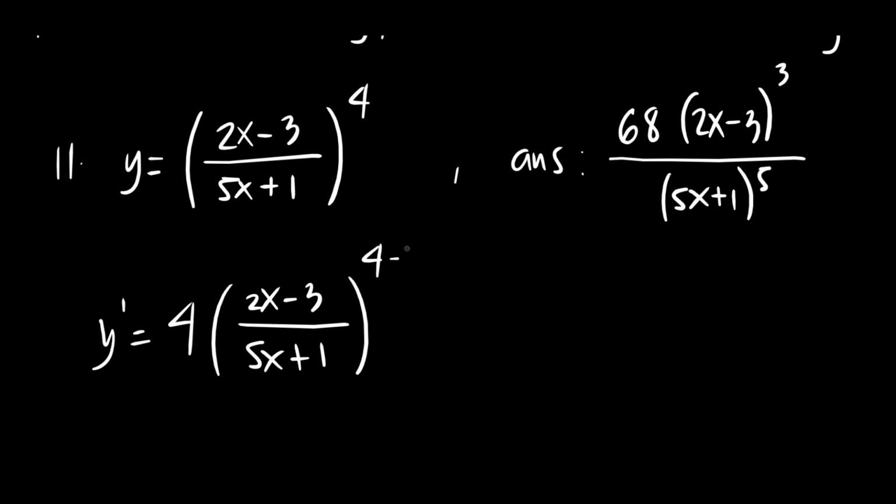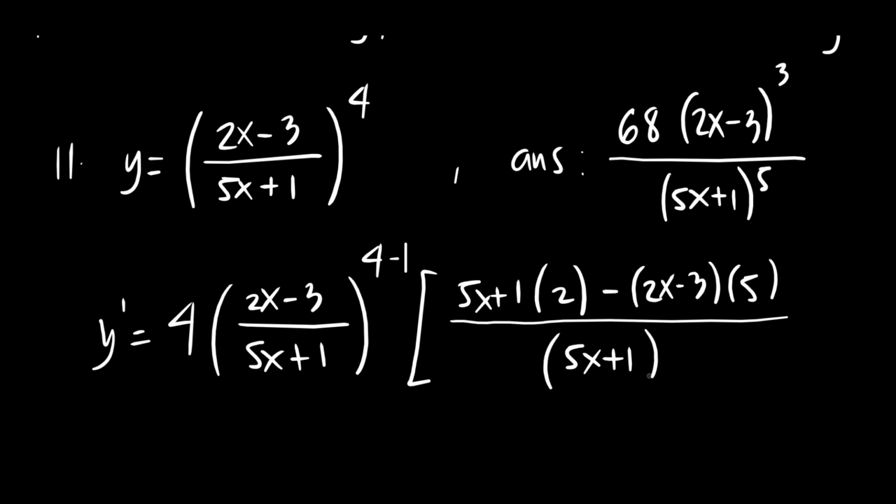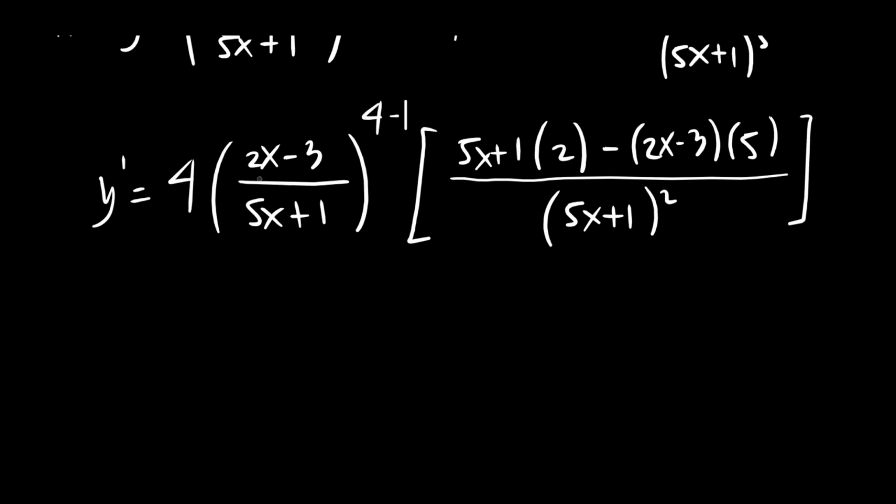Raised to 4 minus 1, right? So the derivative inside, we'll just copy first the denominator, 5x plus 1, multiplied by the derivative of 2x minus 3, which is just equal to 2, with respect to x. So minus, we just copy 2x minus 3, times the derivative of the denominator, which is just equal to 5, all over 5x plus 1 squared. It's just the quotient rule, right? If you have the book, just follow the rule.